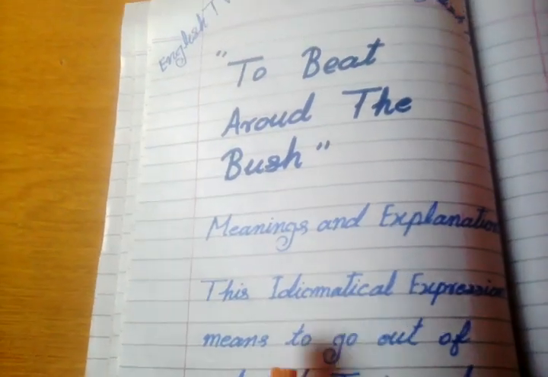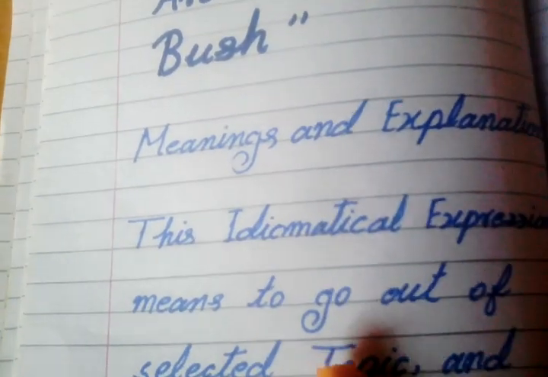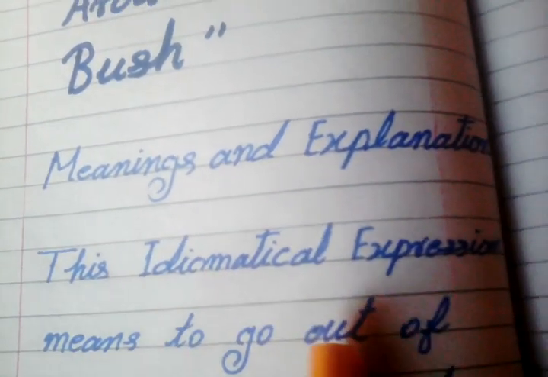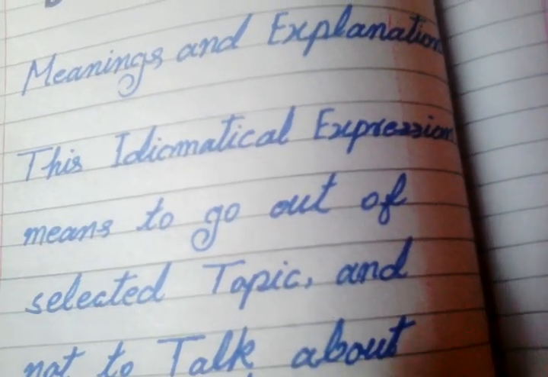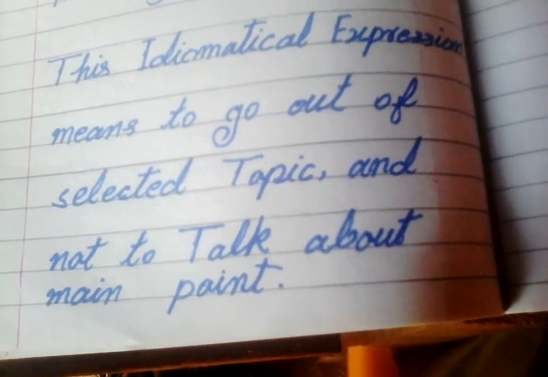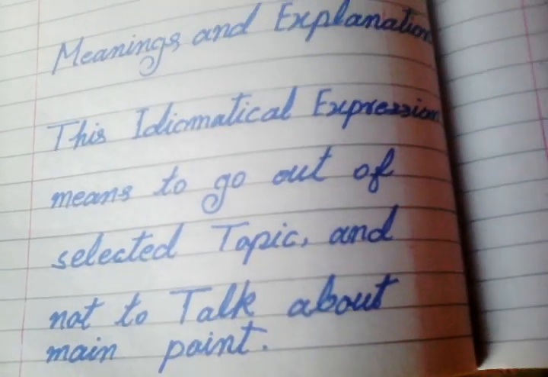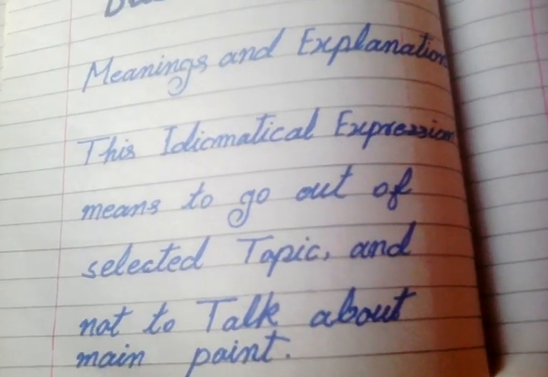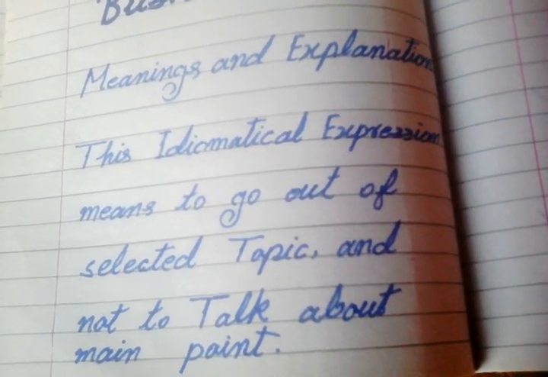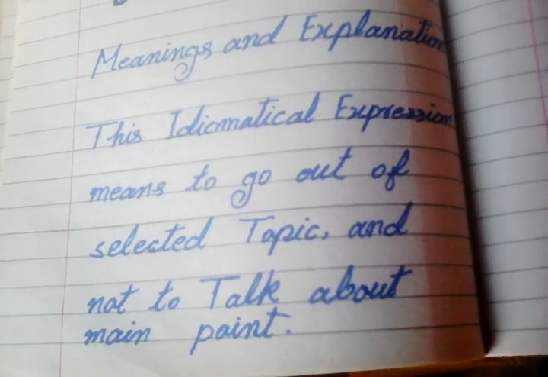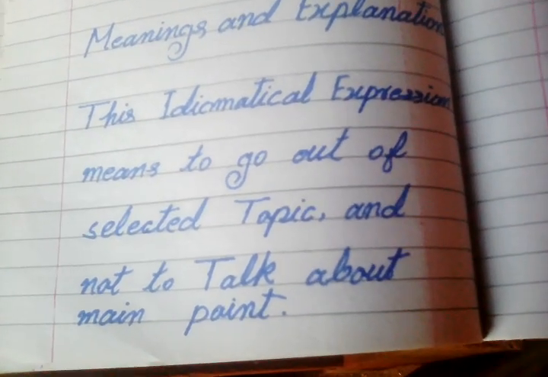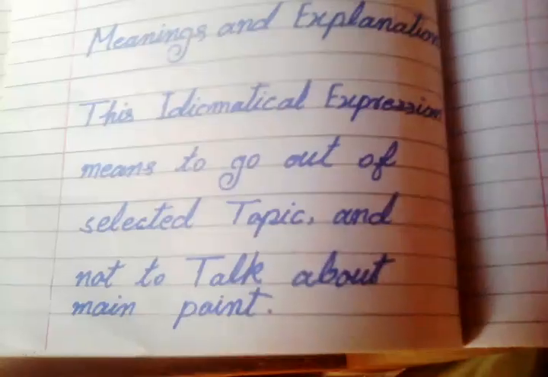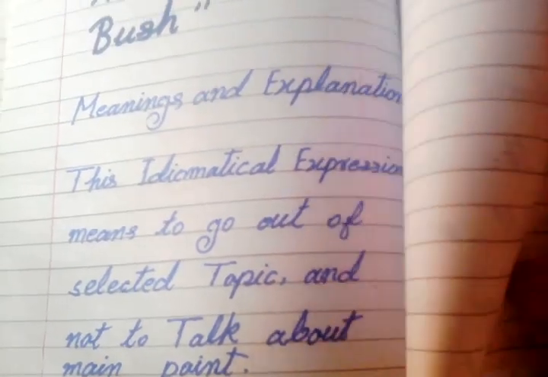Have a look at the explanation, and then we will show you the examples as well. Okay, so this idiomatic expression means to go out of the selected topic and not to talk about the main point. It's really obvious. Sometimes your friend will be talking to you, but he will go out of the topic and talk about something else. In this case, you will tell him, please don't beat around the bush. Please be straight to the point.